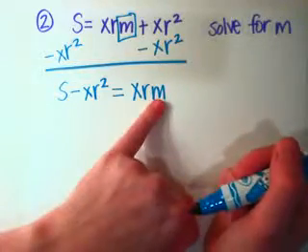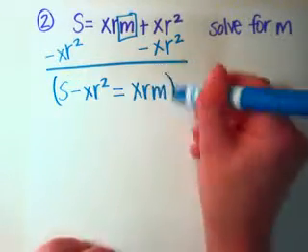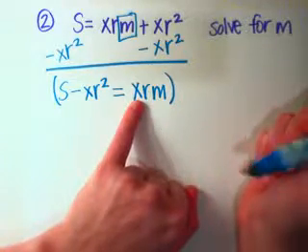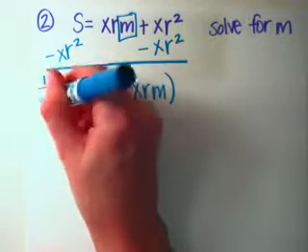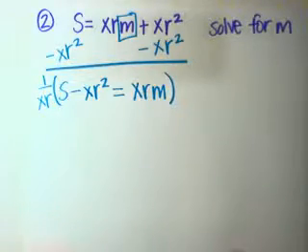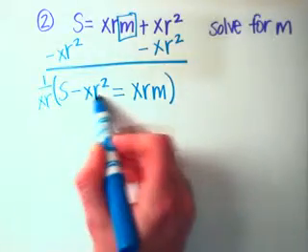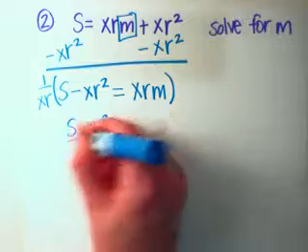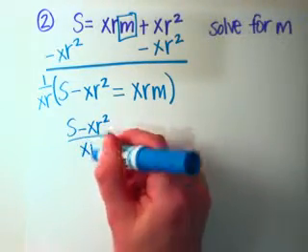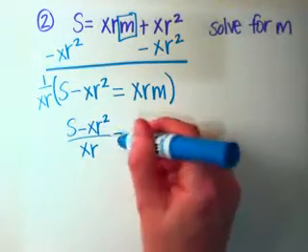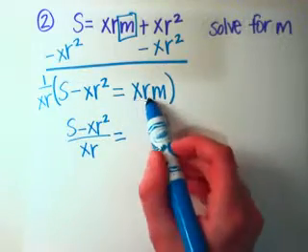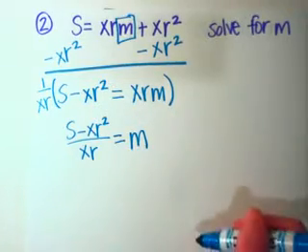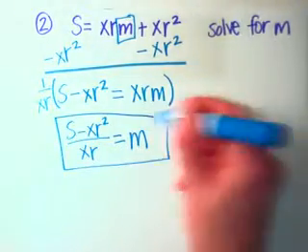Remember that to get rid of a coefficient of a variable, you can multiply by the reciprocal of the coefficient. So the reciprocal of xr is 1 over xr. So when I multiply this side by 1 over xr, I end up with s minus xr squared in the numerator and xr in the denominator. Over here, 1 over xr times xr is 1. So I'm left with 1m, or just m. And I'm finished. I've solved for m.